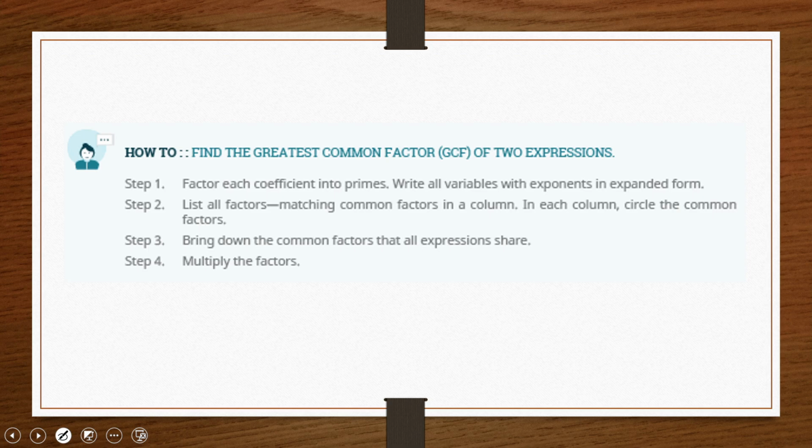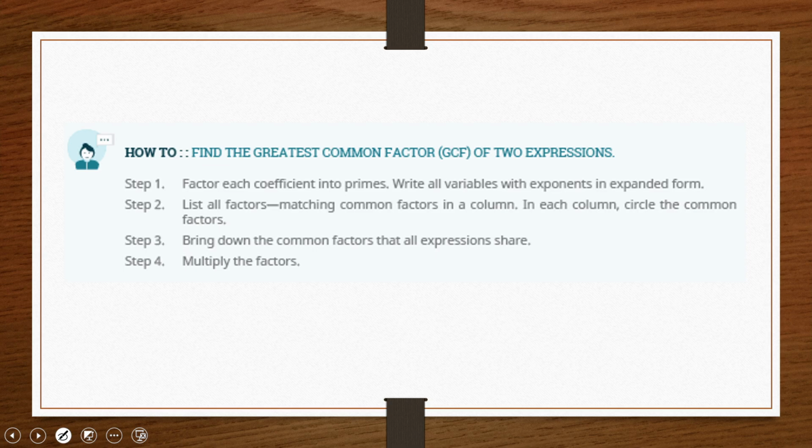Well, I want to start by looking at the coefficients. Factor those coefficients into their prime values. We'll also look at the variables if there are any involved and use the expanded form to list out the product. So for instance, something like x squared, I would write out as x times x to be explicit.